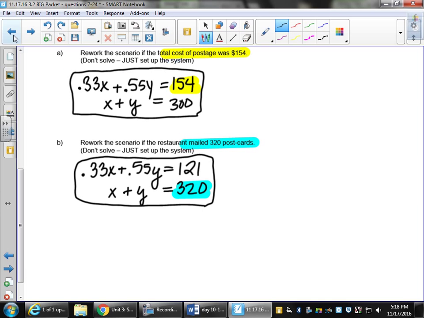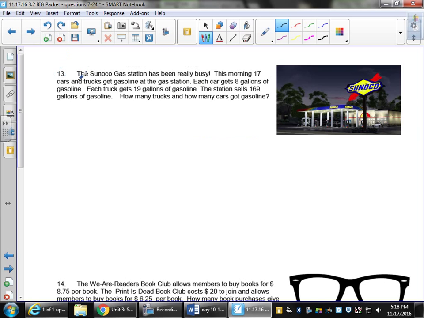Number 13. The Sunoco gas station has been really busy. This morning, 17 cars and trucks get gasoline at the gas station. Each car gets 8 gallons of gas. Each truck gets 19 gallons of gas. The station sells 169 gallons of gasoline. How many trucks and how many cars got gas?